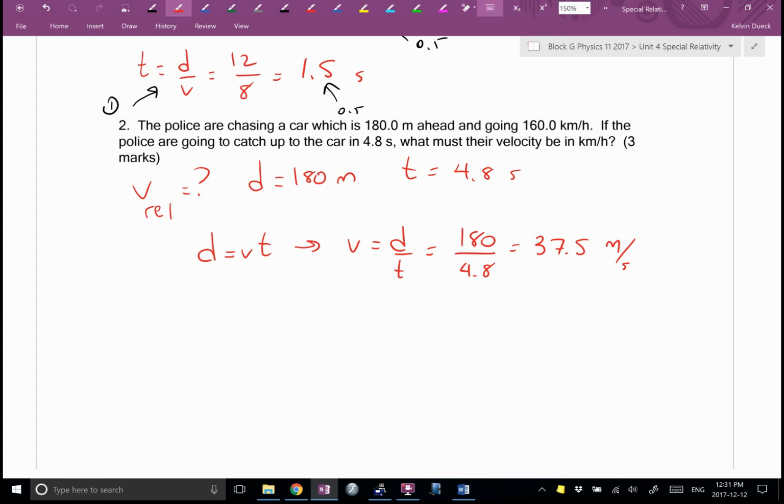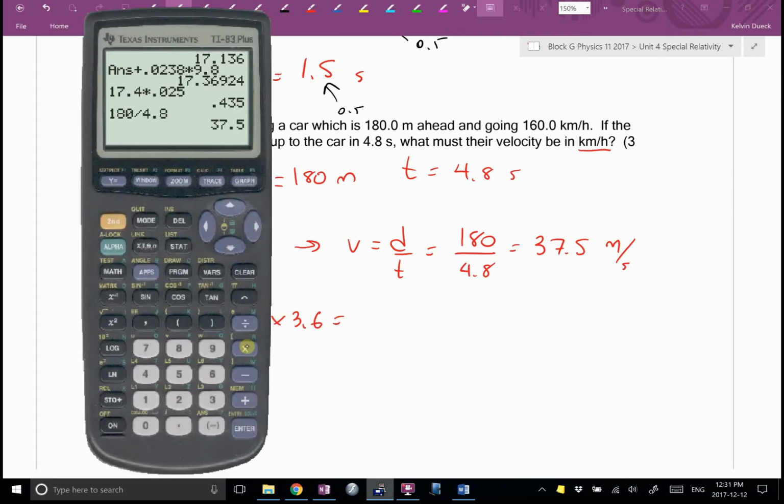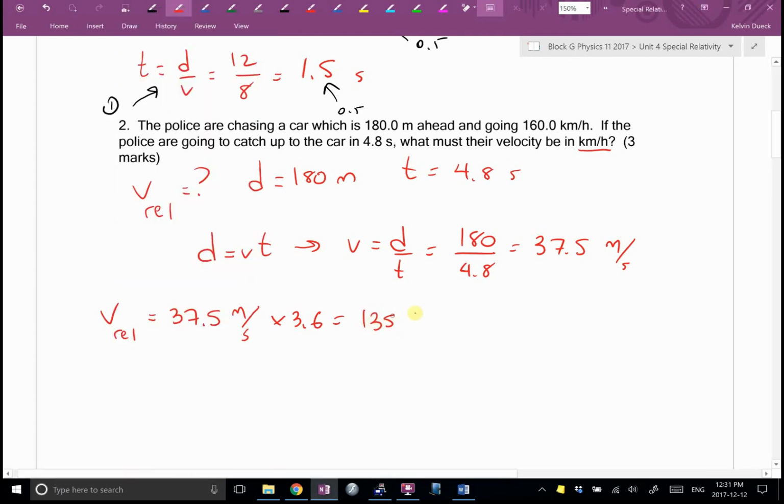Now it wants the velocity in kilometers per hour, so the first thing I'm going to do is turn V relative into kilometers per hour, so it's 37.5 meters per second. Is it times by 3.6? I think it's times by 3.6. They have to be going 135 kilometers per hour faster than the bad guys. How fast are the bad guys going, Brady? So, V is going to be 160 plus 135.